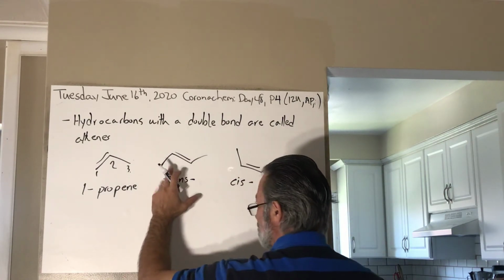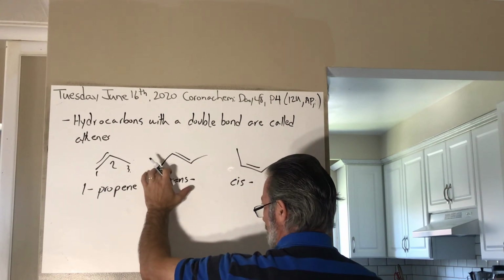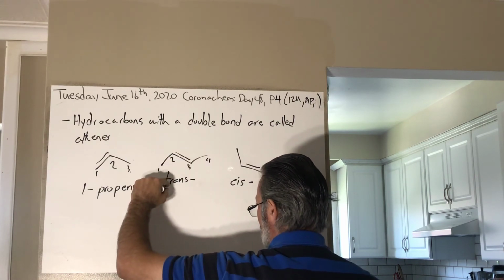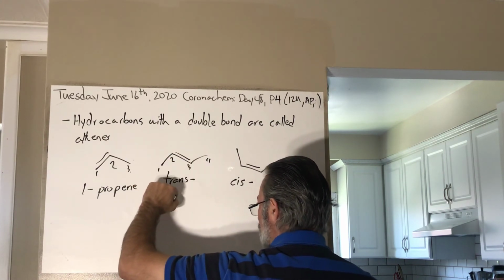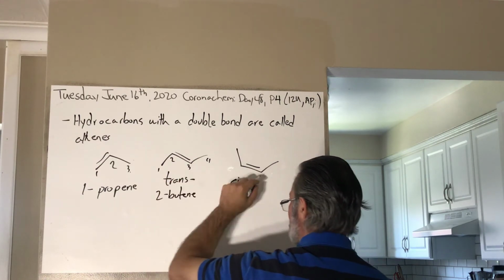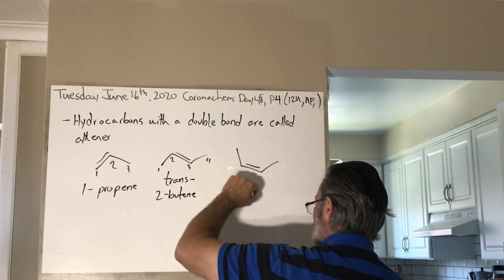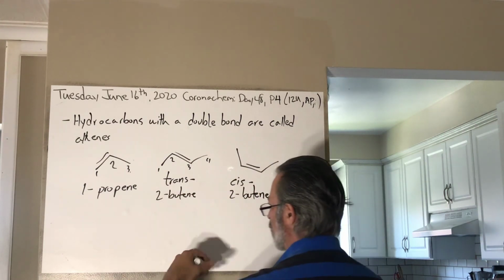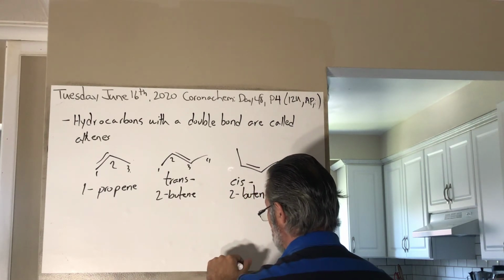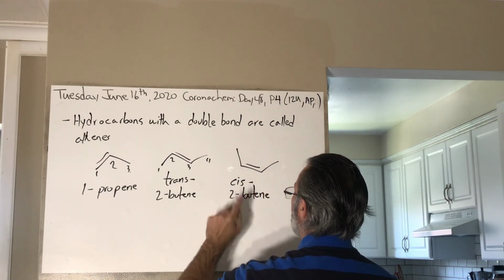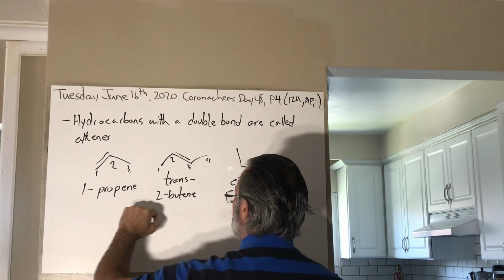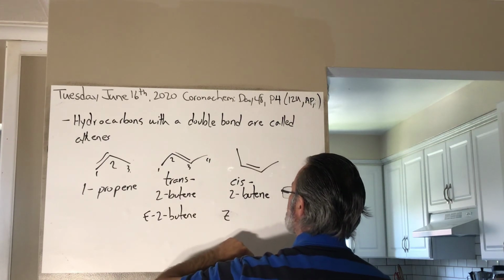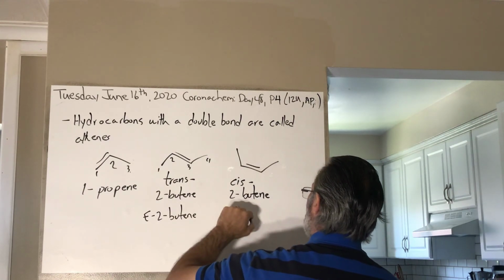So if they're trans, meaning they're on opposite sides, and of course the double bond is at the second position, so you call it a trans-2-butene, because there's a double bond, and this would be called cis-2-butene. The metric system now, they've come up with a German naming system. No, sorry, if they're on opposite sides, it's called E-2-butene. And if they're on the same side, if they're together, they're called Z-2-butene.